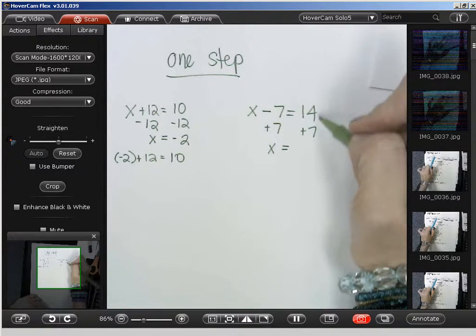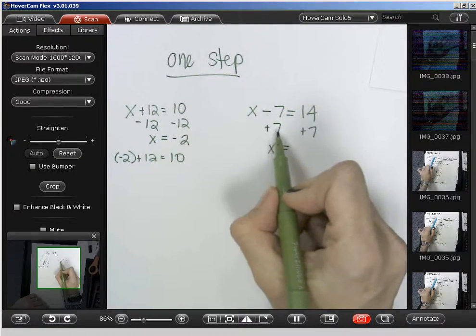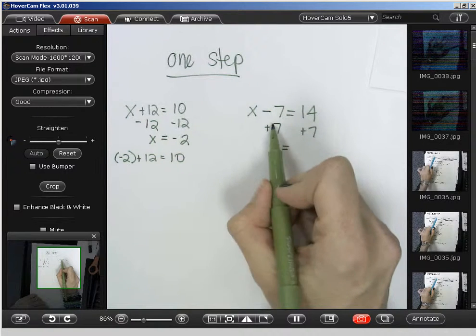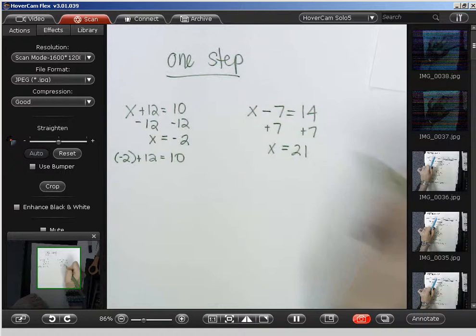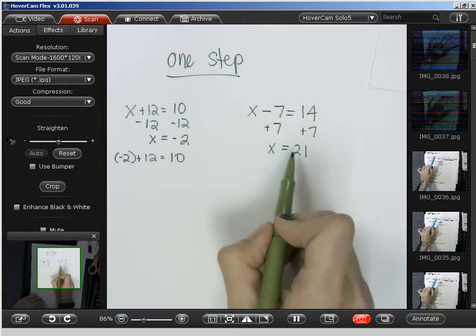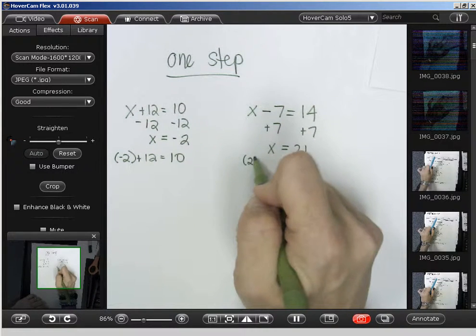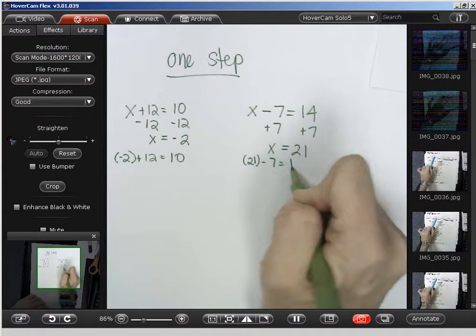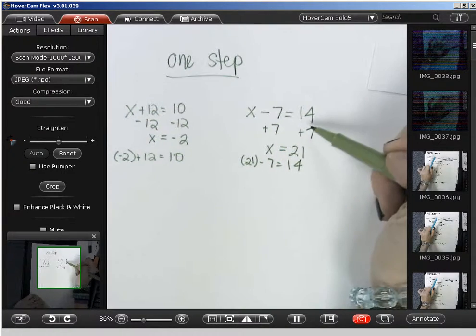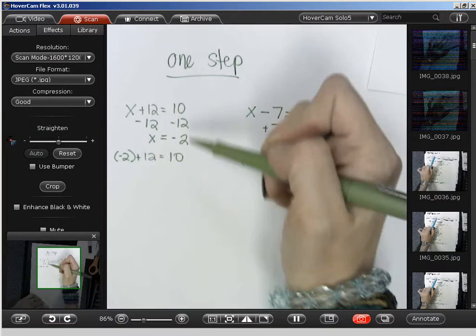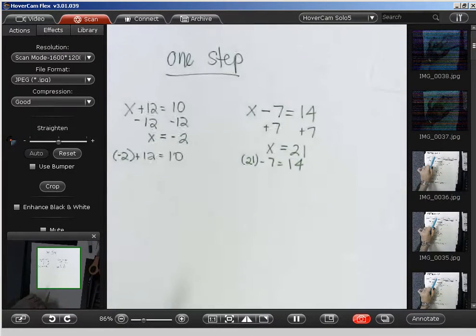Thank you, Mrs. Enders. Okay, so now I'm going to do that plus 7 on both sides. This cancels on this side. This 14 plus 7 is 21. Now, before I walk away, I'm going to substitute that back in and double check my work. So 21 minus 7 is 14. I want you guys to notice the way that I'm showing my work on both of these because this is the expectation for you.